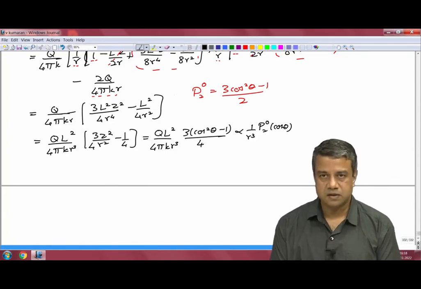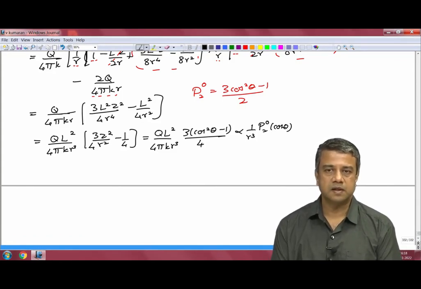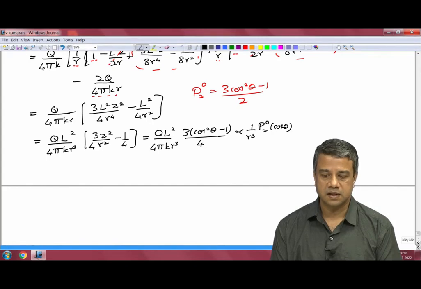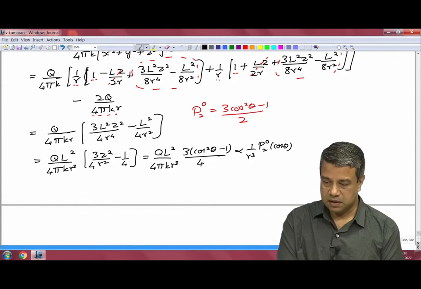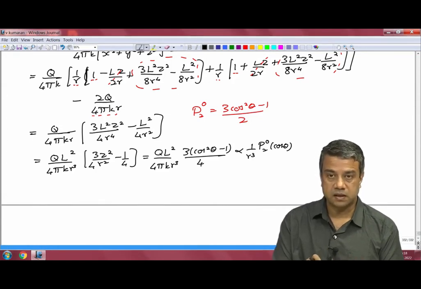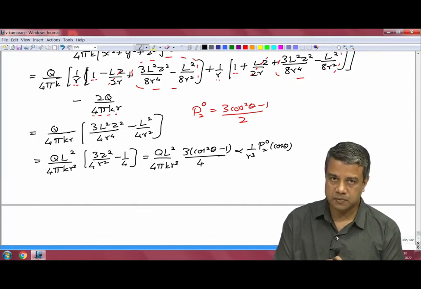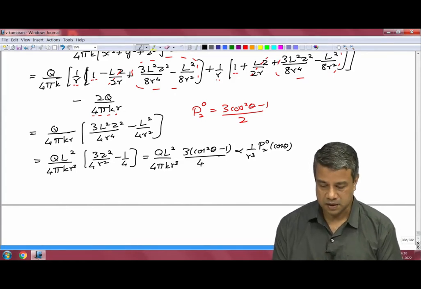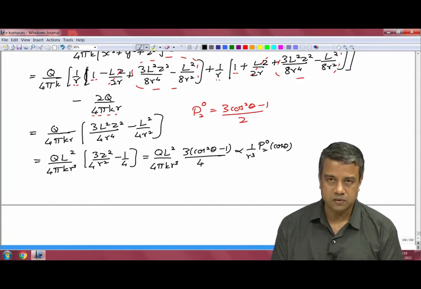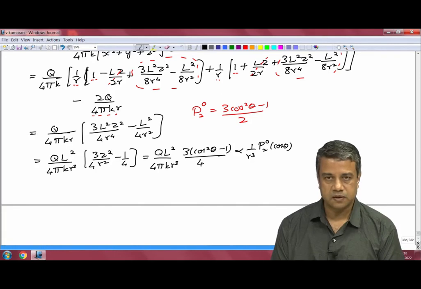So, by this combination of two sources and two sinks separated by an infinitesimal distance in such a way that the net source is equal to 0, as you saw in this equation, all terms proportional to 1 over r cancelled out, so that the net source was 0. All terms proportional to 1 over r square also cancelled out, because the net dipole was 0. And what I was left with is the quadrupole moment, proportional to P 2 0 of cos theta, decreasing proportional to 1 over r cubed.